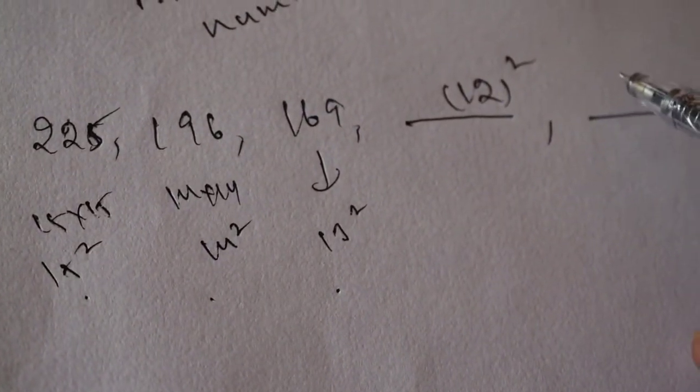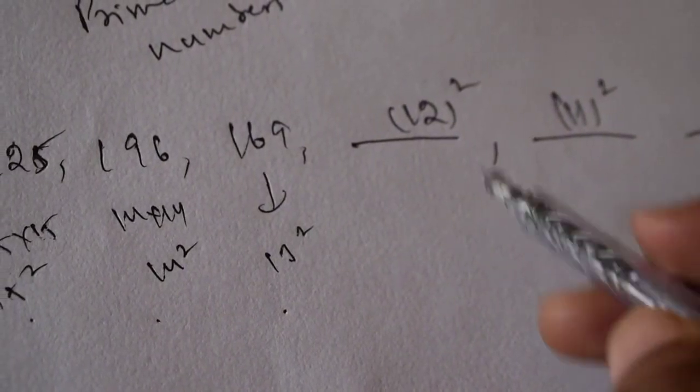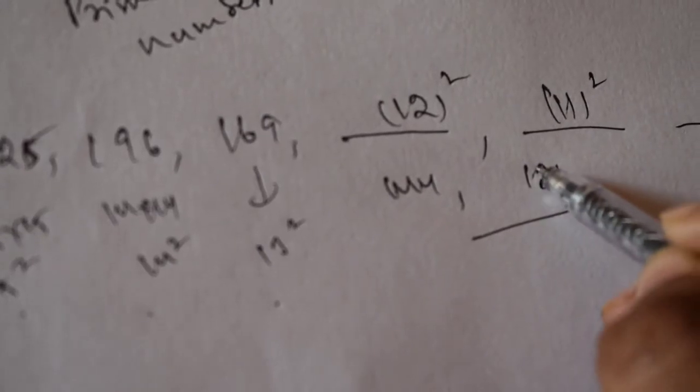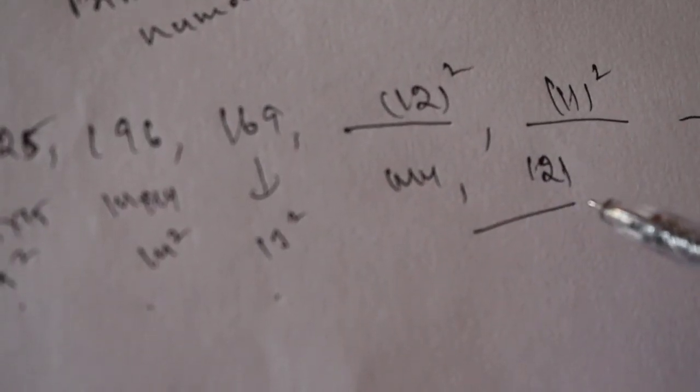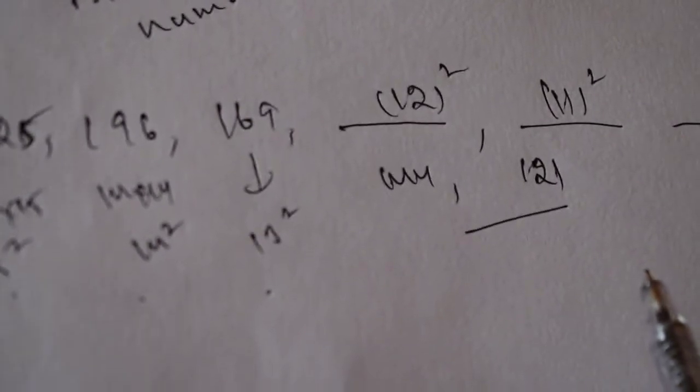And after that, it is 11 square. So this is how the series will be going on. That is, it is 144 here, and it is 121 here. And if you go on with this, it will be 100 and then 81 and so on. So the formula that they have used here is the square of every term in decreasing order.